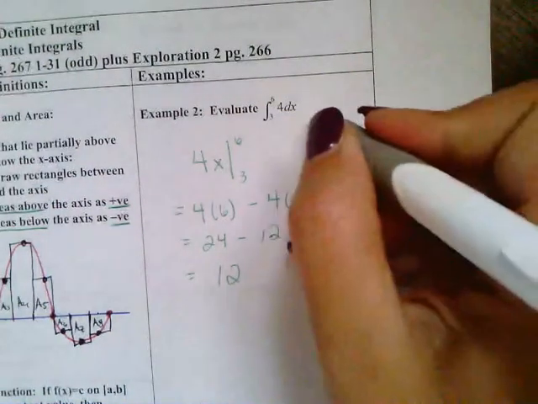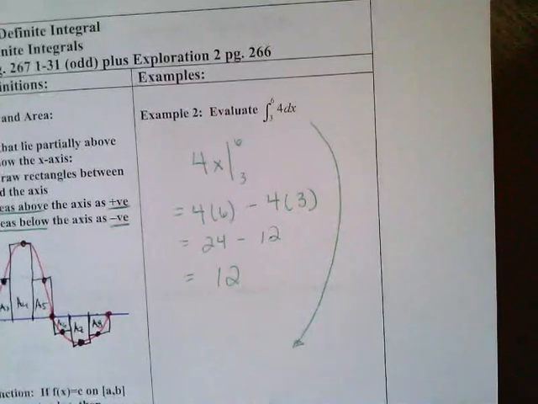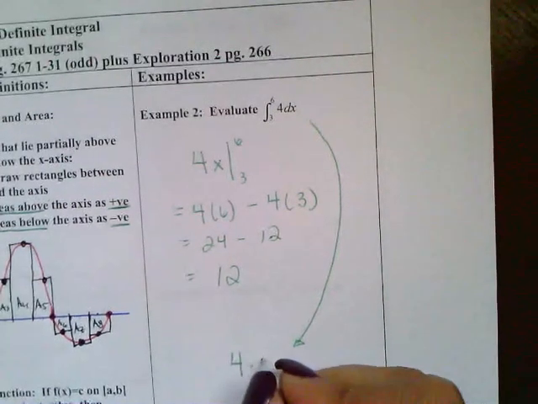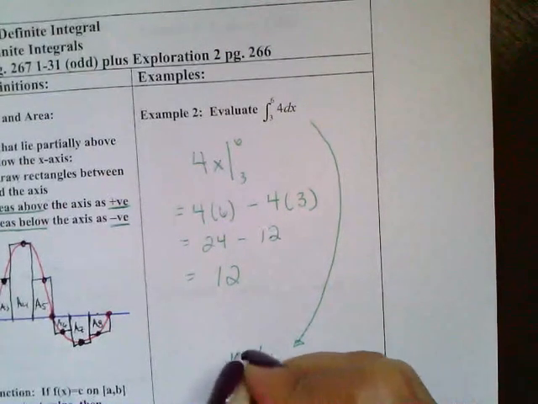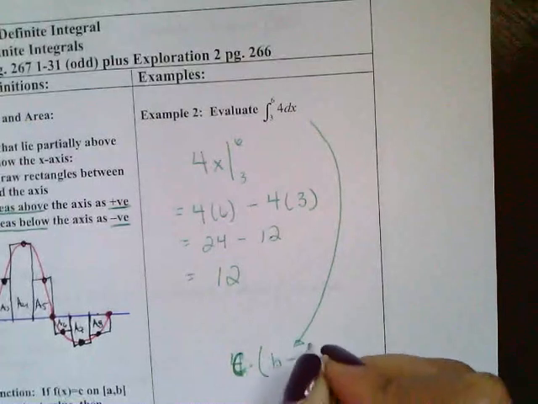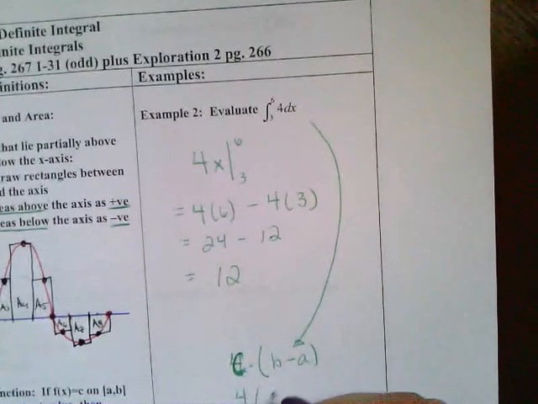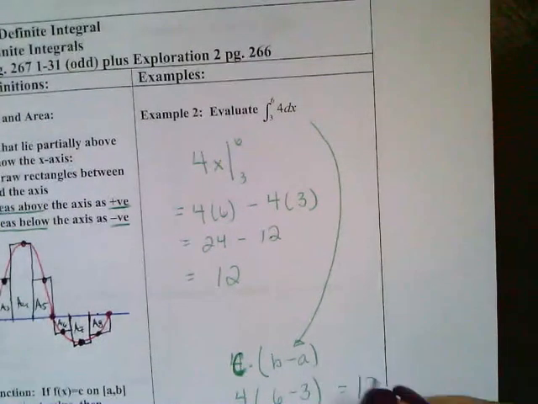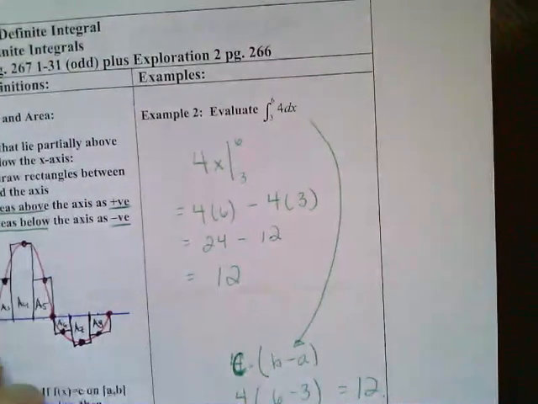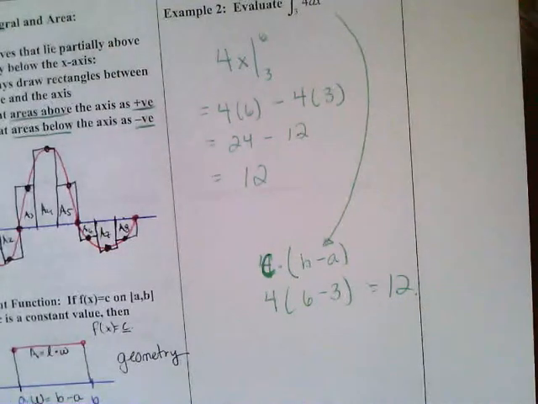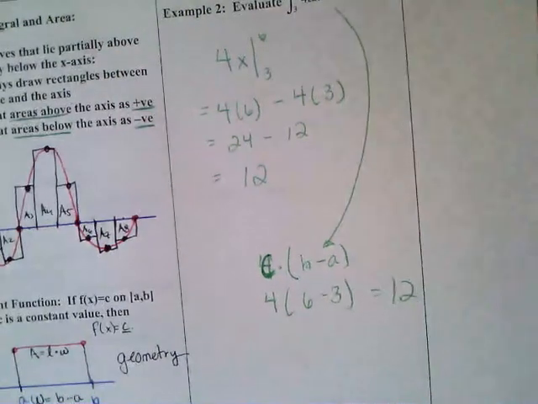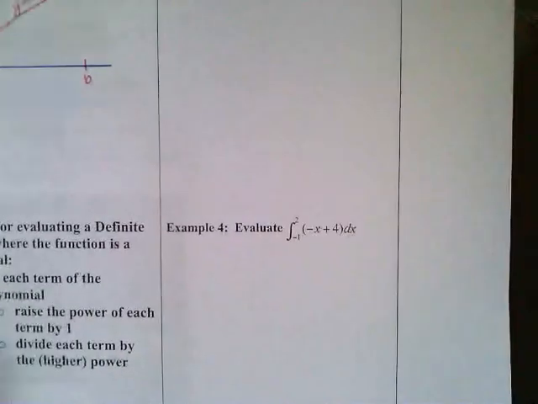Now what we could have done using the proof is, because that's constant, it's just going to be 4 times b minus a, right? It's going to be c times b minus a, which is 4 times 6 minus 3, and that's 12. So of course both are correct, but one is easier if you spot it. Okay. All right, last page for today's notes.